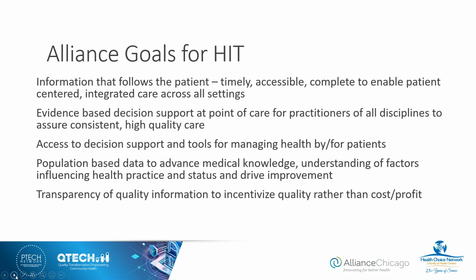So I put this slide up. These were early on the goals that Alliance Chicago had for health information technology, and we know they're similar for Health Choice Network. And really, a lot of these goals are around making information accessible and making sure that we have a rich set of data crossing all the settings in which our patients have been receiving care, and also making that information available across the spectrum to all of the disciplines and care team members who are providing services. Next slide, please.